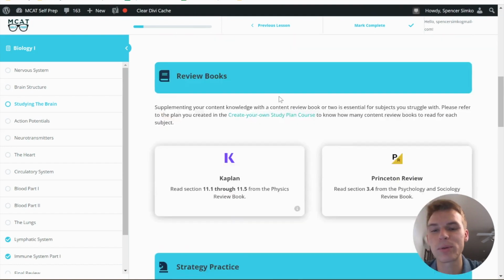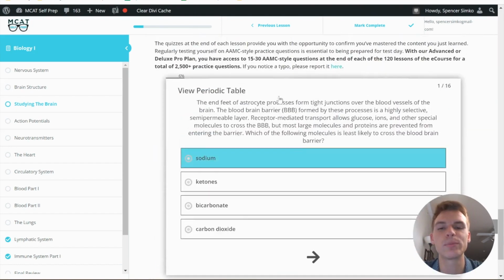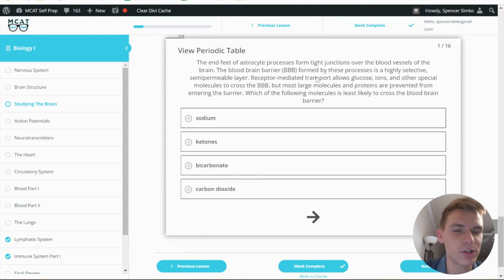This problem comes from Lesson 3 of the Biology 1 module. Be sure to hit pause and try this question out for yourself before watching my explanation.